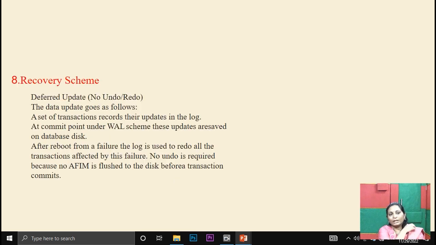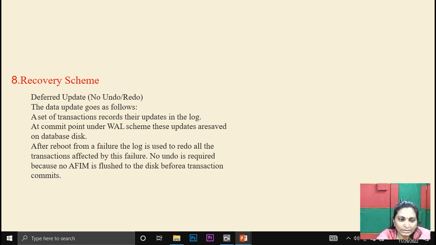Next, the recovery scheme, that is deferred update: no undo, redo. It means updated data will be written to the database. The data update goes as follows. A set of transactions records their updates in the log. At a commit point, under the write-ahead logging scheme, these updates are saved on the database disk. After a reboot from a failure, the log is used to redo all the transactions affected by this failure.